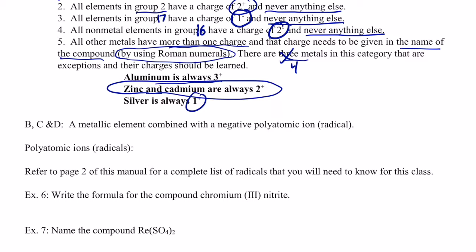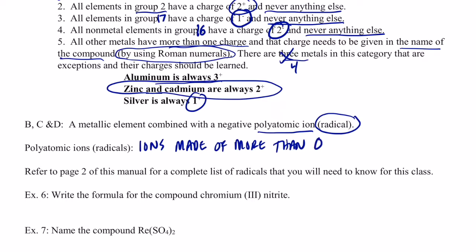All right, let's talk about something called polyatomic ions or radicals. Polyatomic ions or radicals are ions made of more than one atom. If you remember, when we drew Lewis structures, we drew Lewis structures for polyatomic ions. You might remember a few of them. It's okay if you don't. I'm going to show you where to find a big list of them in your manual. So now we have ions made up of more than one atom.